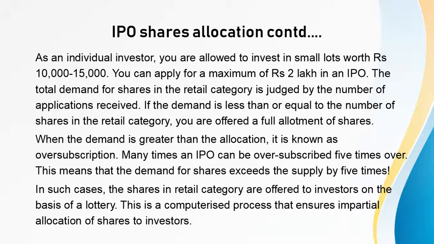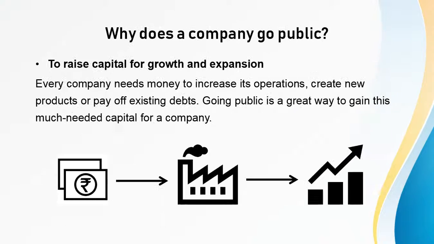The total demand for shares in the retail category is judged by the number of applications received. If the demand is less than or equal to the number of shares in the retail category, you are offered a full allotment of shares. When the demand is greater than the allocation, it is known as oversubscription. Many times, an IPO can be oversubscribed 5 times over. This means that the demand for shares exceeds the supply by 5 times. In such cases, the shares in the retail category are offered to investors on the basis of a lottery. This is a computerized process that ensures impartial allocation of shares to investors.